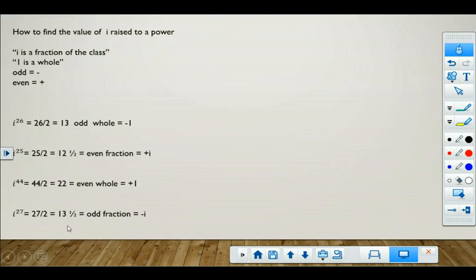And then 27 divided by 2 is 13 and a half. That's a fraction. Your answer is going to be i. Is 13 odd or even? So it's negative i.